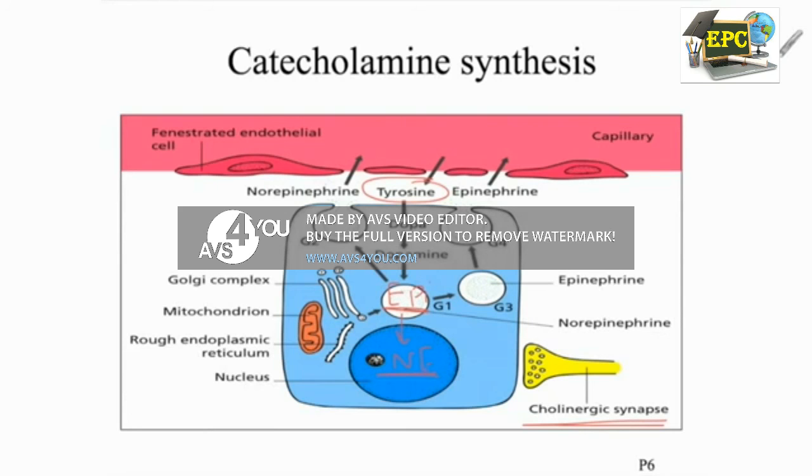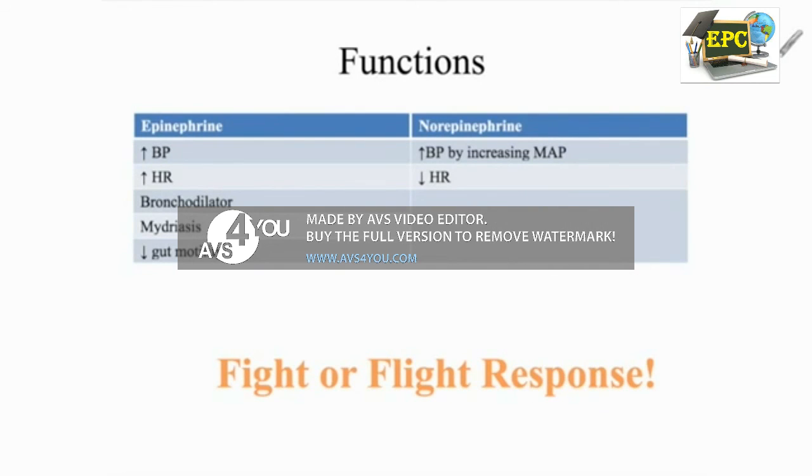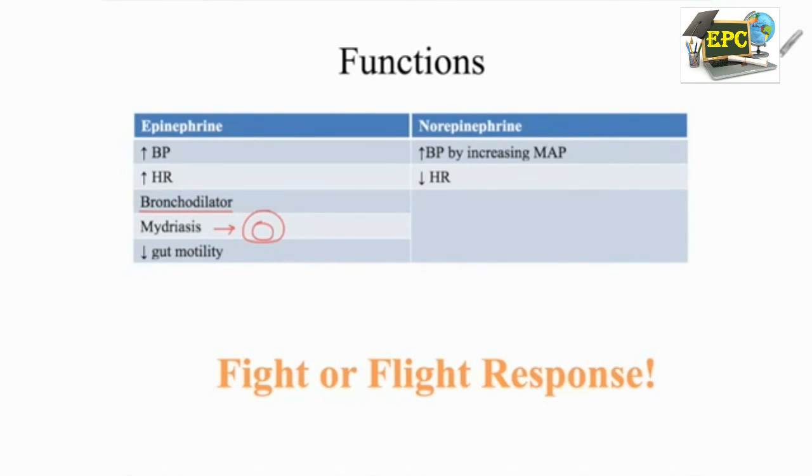And it is important to know that this is the rate limiting step, the conversion of the tyrosine to dopa, and it is by the enzyme tyrosine hydroxylase. And these are mainly the important points in the catecholamine synthesis. So for the function of the catecholamines, you can remember it as the fight or flight response. So they would increase the blood pressure, heart rate, and specifically the epinephrine would go and stimulate the bronchioles by bronchodilation, and it would increase the dilation of the pupils, so mydriasis, and decrease the gut motility.